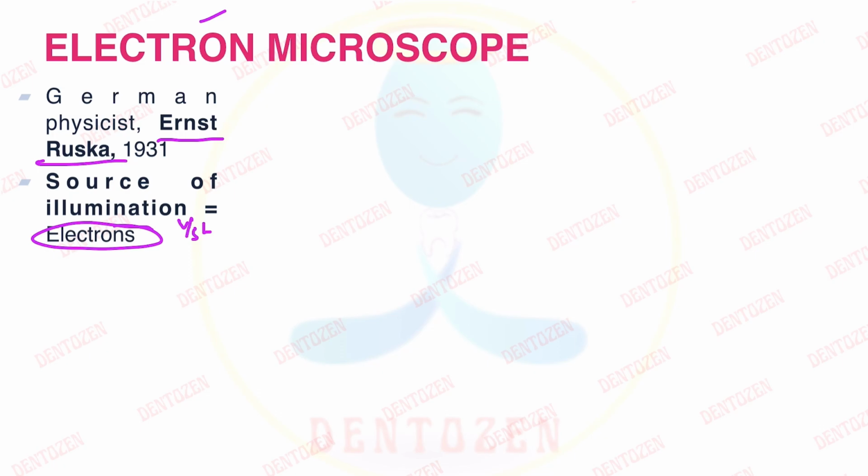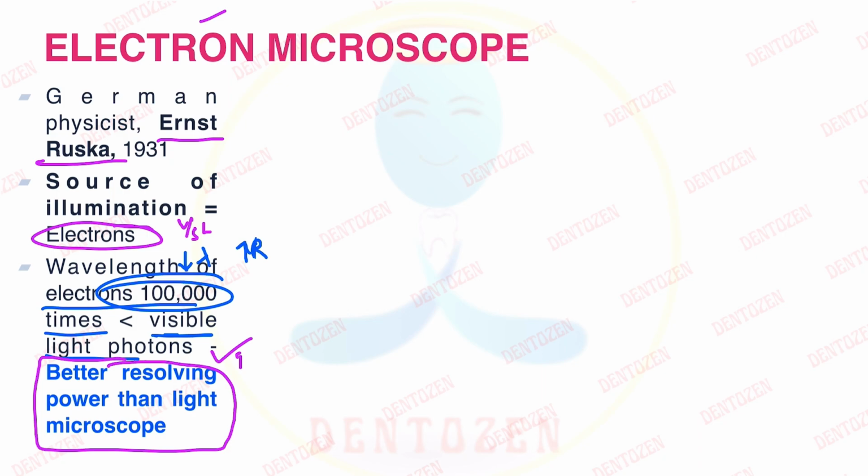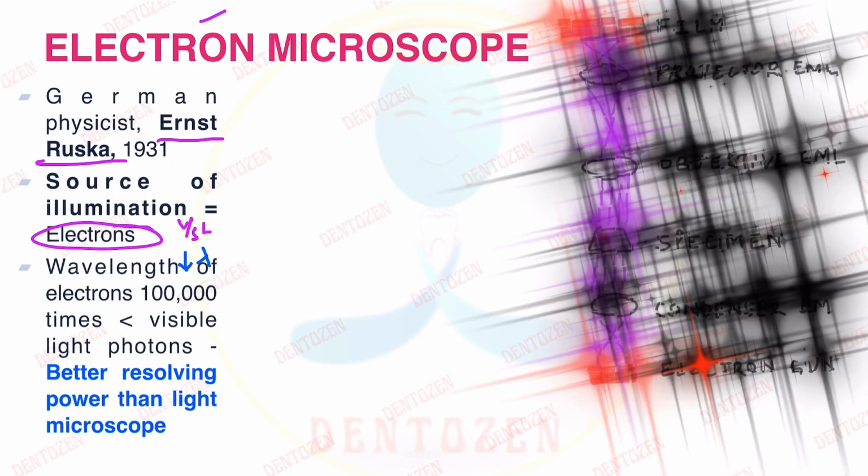We also said that the shorter the wavelength of light, the more the resolution. Here the electrons which are used have a much shorter wavelength than the visible light photons used in the light microscope, because of which it has far better resolution than the light microscope. So we can say that the electron microscope has better resolution. Let's see the working principle.